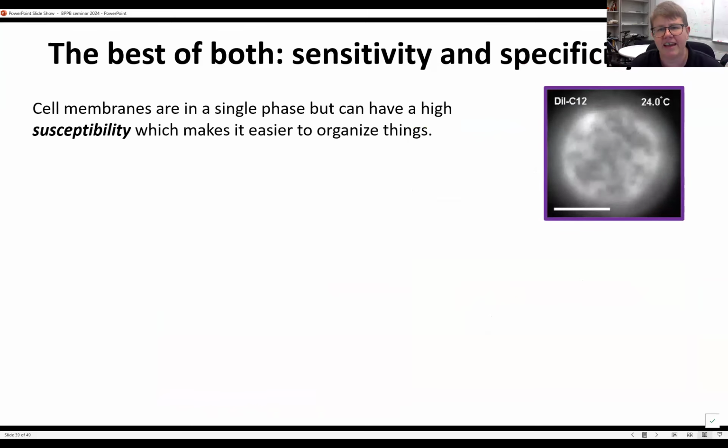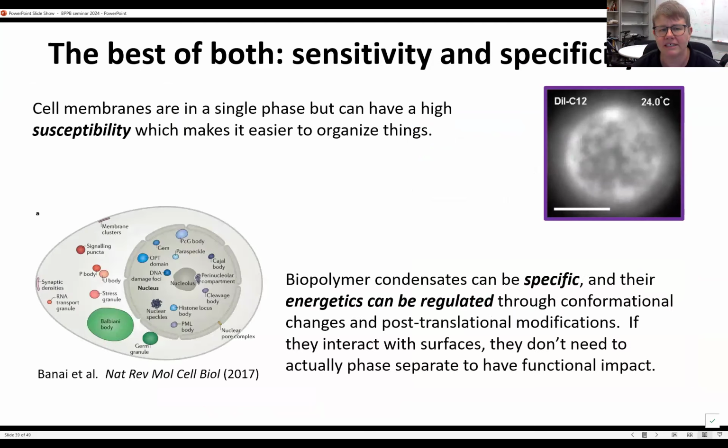Okay, so all of this is to say that by coupling these two things, the membrane gives you this high susceptibility, which makes it easier to organize things, whereas the condensates give you all of these specific interactions that help you cluster things. And by coupling these two things together, we get this completely new phase transition that you could imagine driving all sorts of biological processes. And I think we've just scratched the surface of this. I think it's a really fun, exciting new area.